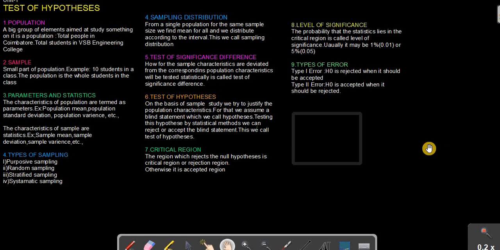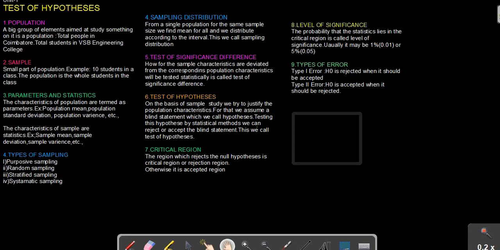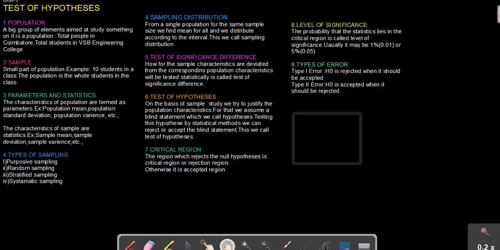Last but not least, the types of errors. There are 2 types of errors. The first type of error is that H0 is rejected when it should be accepted. When H0 should be accepted, we are rejecting it. That is called the first type of error. The second type of error is that H0 is accepted, but actually it should be rejected. Such an error we call a type 2 error.